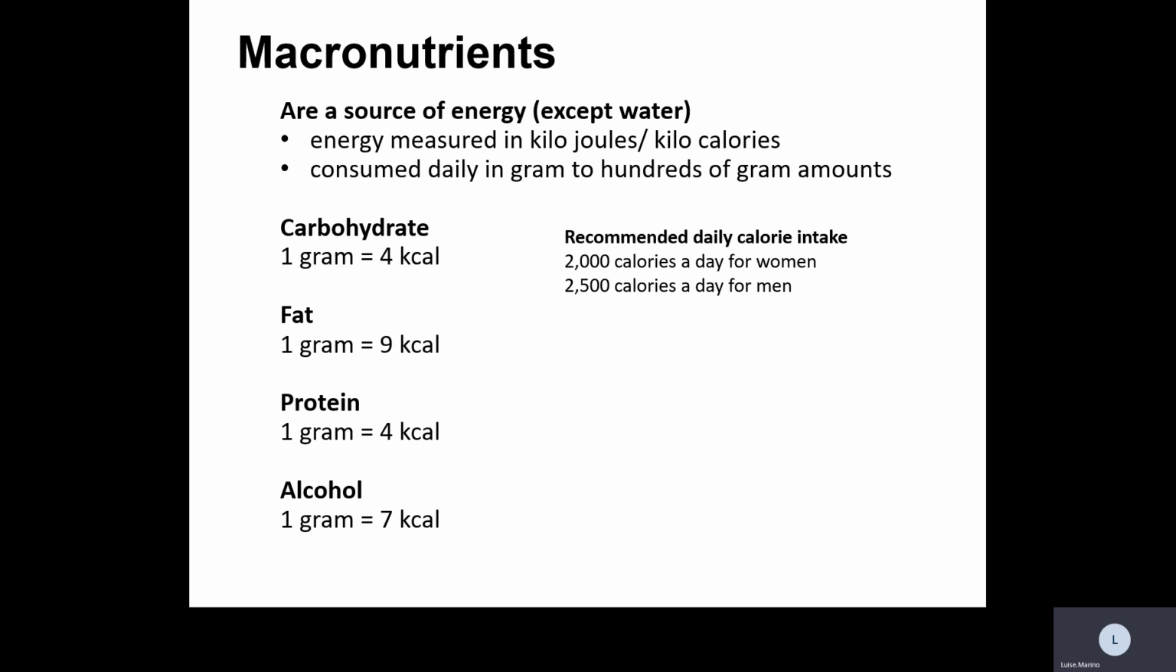So 1 gram of carbohydrate equals 4 calories. 1 gram of fat equals 9 calories, so double the amount of that of carbohydrate, and protein is also 4 calories. And then alcohol is 7 calories. So for someone who consumes a large amount of alcohol a day, a lot of their energy intake may actually be derived from alcohol.